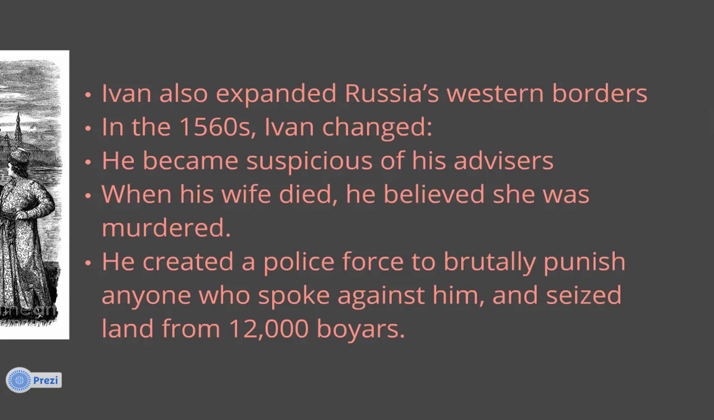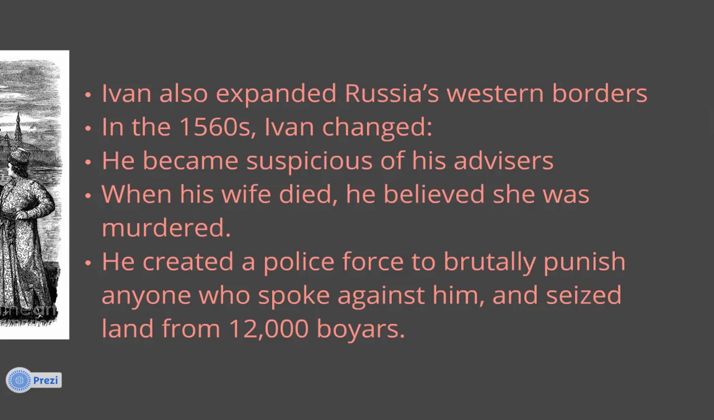He's going to become very suspicious of his advisors, and his wife is going to die unexpectedly, and he believes that she's murdered. So what he's going to do is create a police force that will brutally punish anyone who spoke against him. So in Russia during this time, there's not any freedom of speech. You can't say, oh, I hate Ivan IV, or Ivan is totally, completely terrible, and we hate him. There's no way that people can do that during this time without being punished.